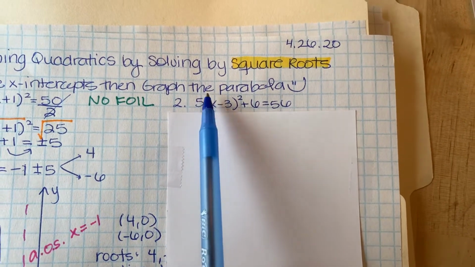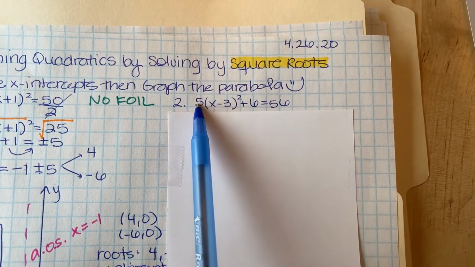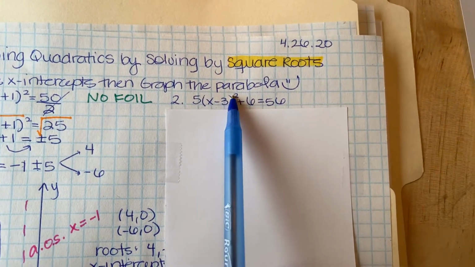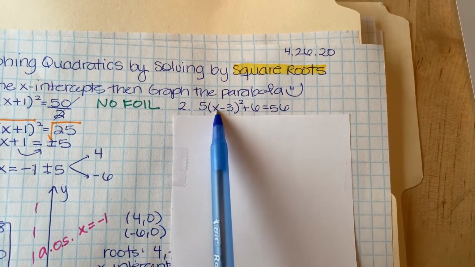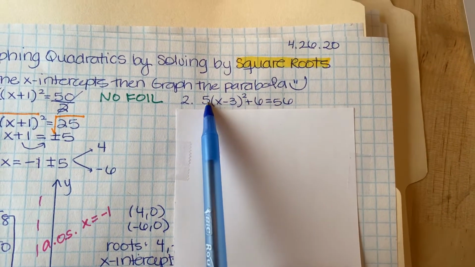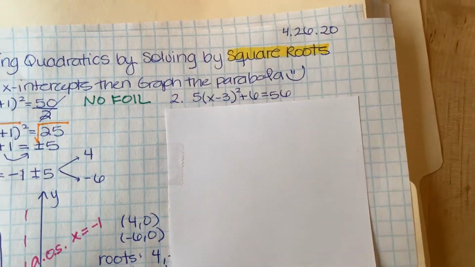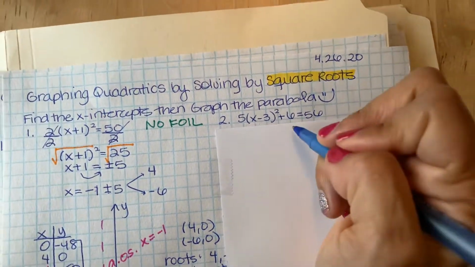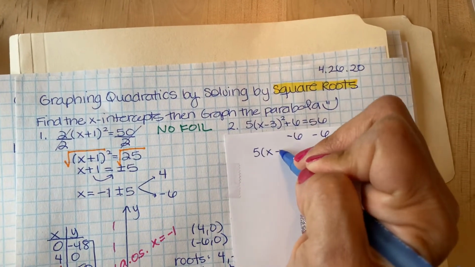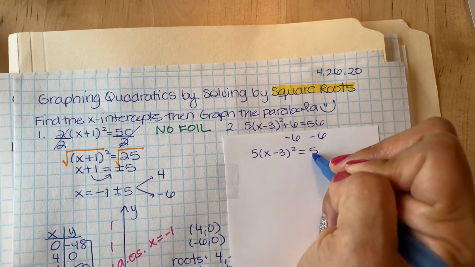If you decide to distribute this 5 in, that is so wrong because we have a square there. You would first have to square this binomial, right? You have the sum of two squares, you get a quadratic, and then we're not doing that. Okay, so let's not even talk about it. We're going to subtract the 6 and I get 5 times x minus 3 squared is equal to 50.